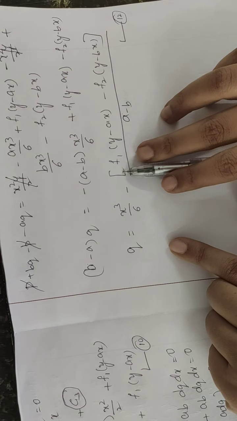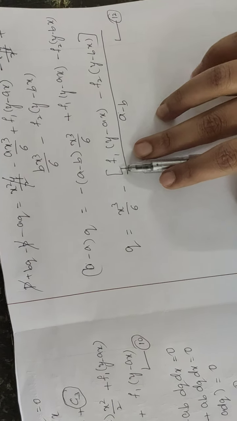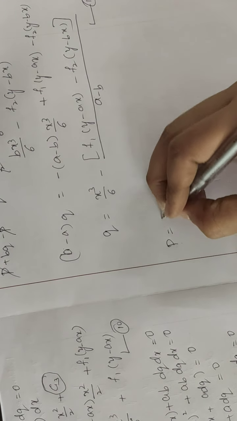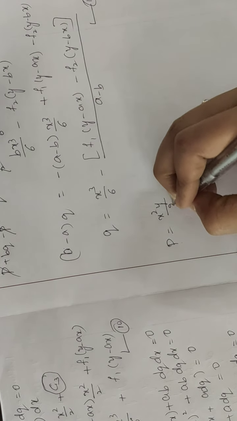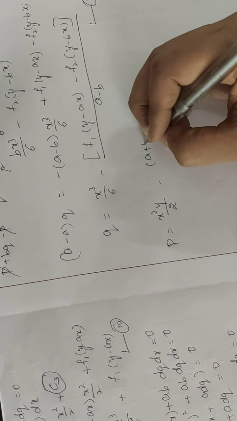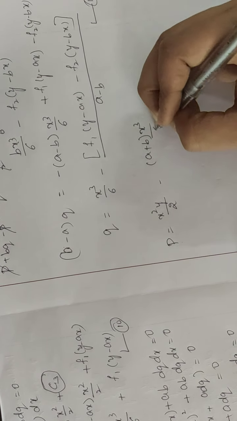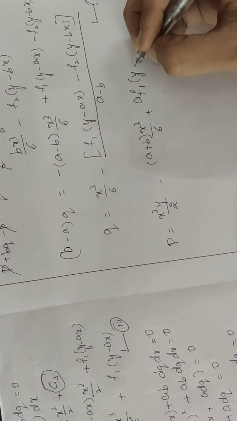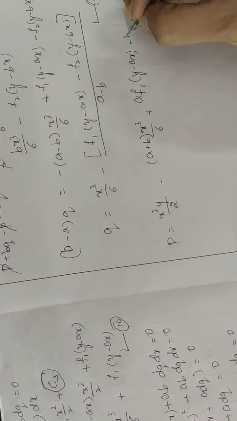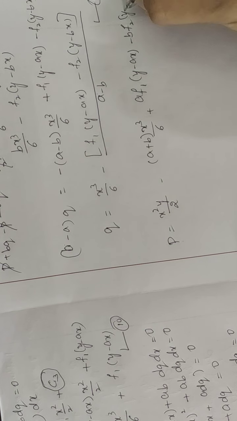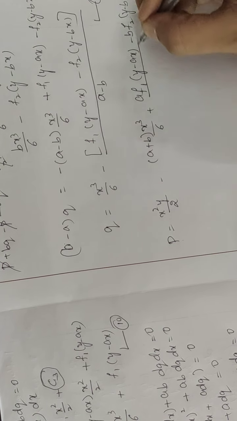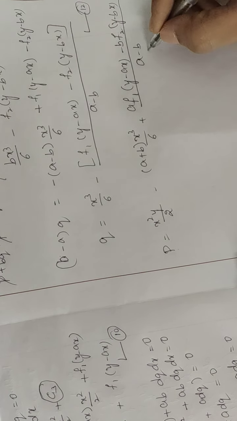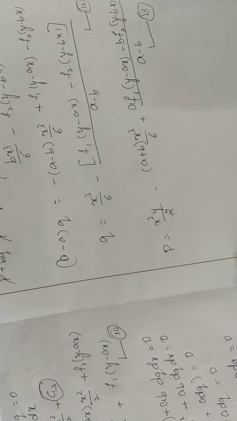Now using equation number 12, you can find out the value of p. Just simplify that. You will get p as (x²y/2 − (a + b) x³/6 + a f1(y − ax) − b f2(y − bx)) divided by a − b. Okay, so this is my equation number 13.